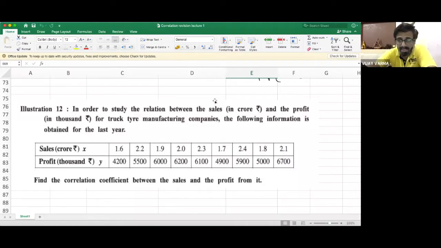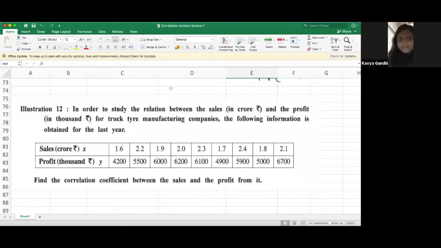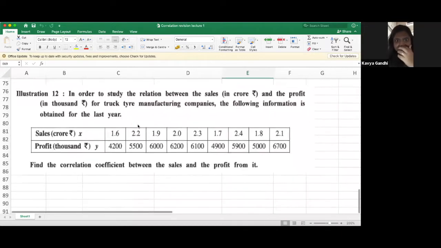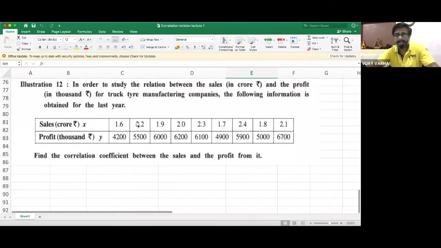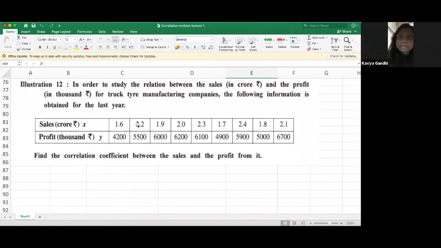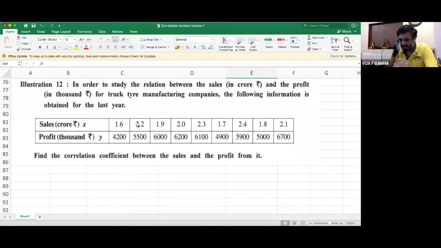Kavya, is the screen visible? Yes, sir. All of you take out your notebooks, pen, calculators, everything with you, and look at illustration number 12 that we are going to solve right now.